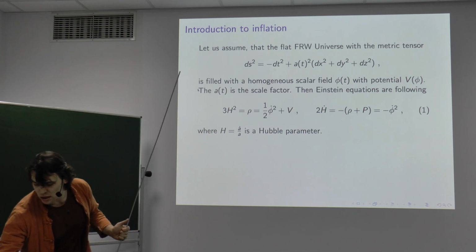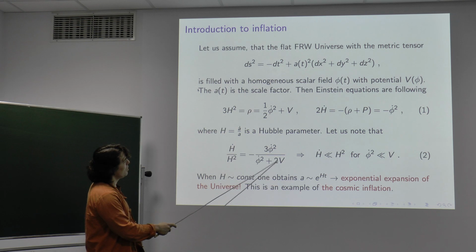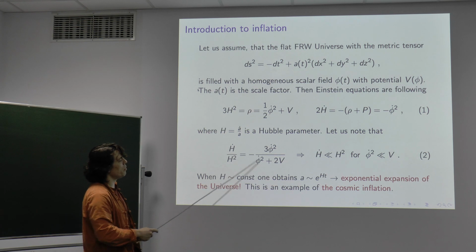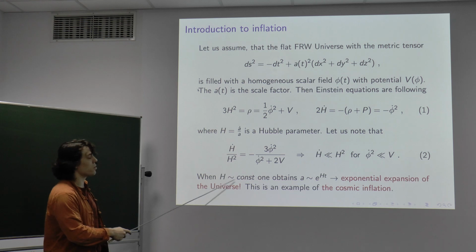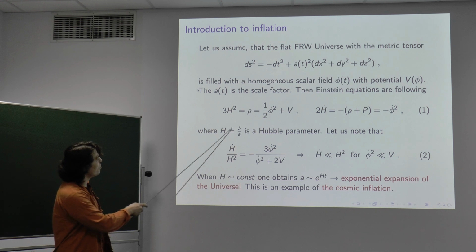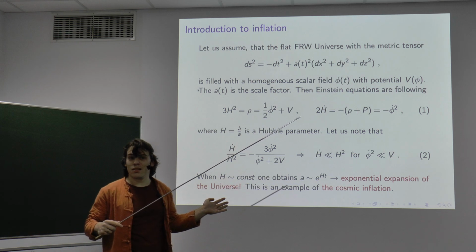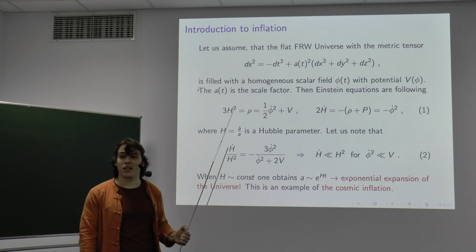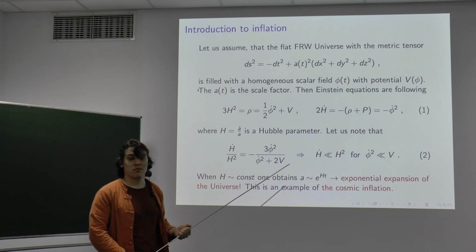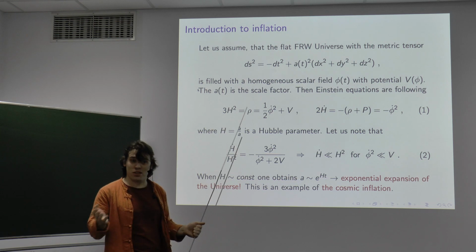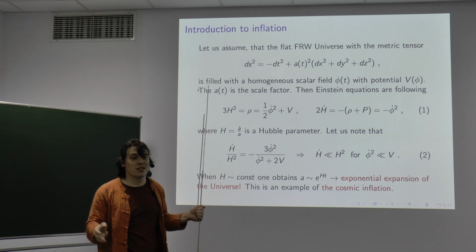The interesting thing to note is that if you assume that the kinetic term is much smaller than the potential term, then H dot is much smaller than H squared. If the time derivative is so small, then you can more or less say that your Hubble parameter is constant. And if your Hubble parameter is constant, then from this equation you see that the scale factor grows exponentially. This is a very good example of accelerated expansion of the early universe. The only thing we have to assume is that the kinetic term is much smaller than the potential term. It's not such a crazy assumption for chaotic initial conditions. I mean, again, we have billions of horizons in the early universe, at least.